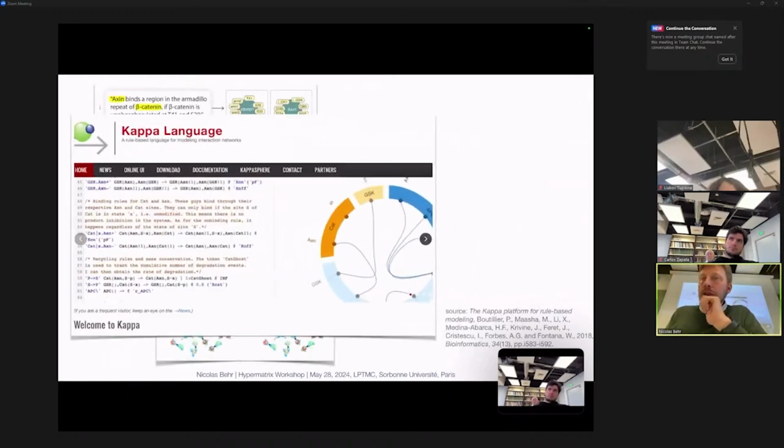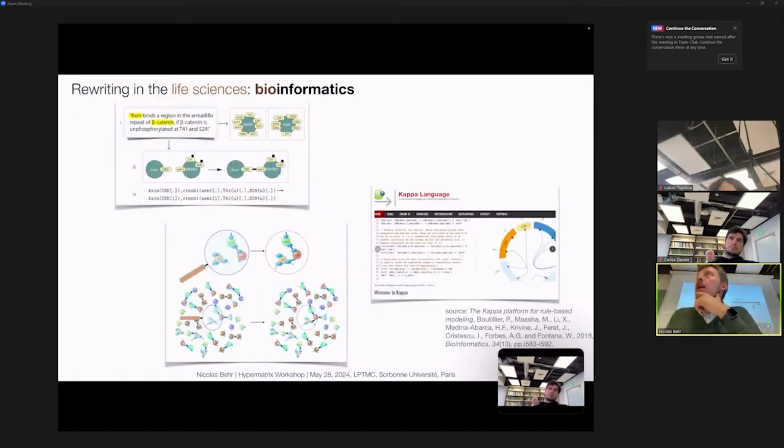And it's interesting that this Kappa project was quite a success in bioinformatics. There's even a website, a web interface, where you can run simulations from a web browser. There's no analysis of compositional properties. So that is still one of the really big challenges in our field.